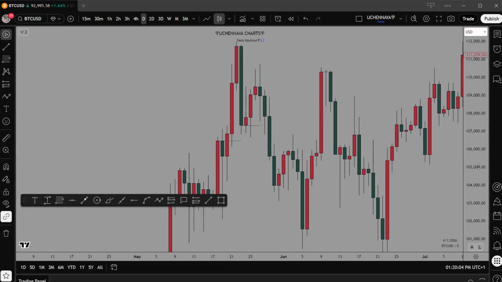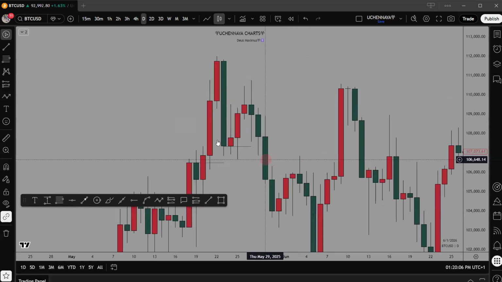Now, for instance, this is a key level. Now, this key level has been consumed by this candle. And then it has already given you its move all the way to this point.